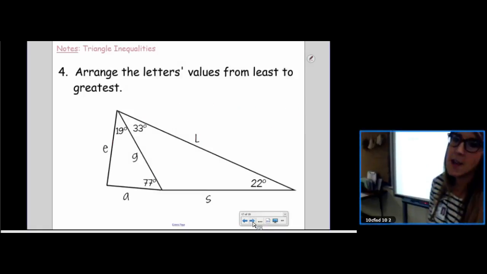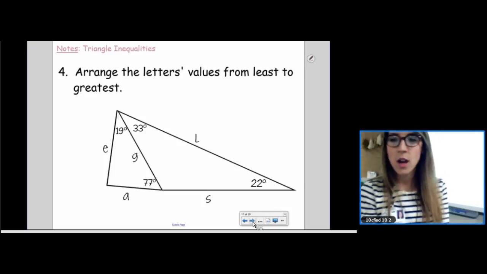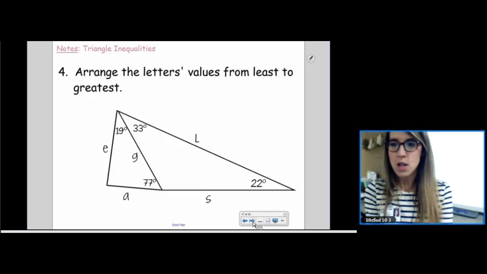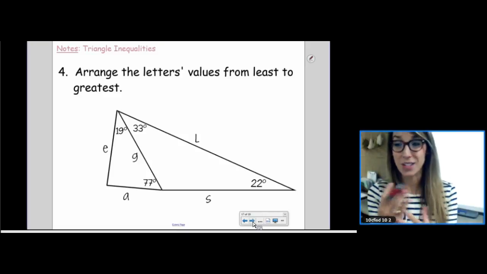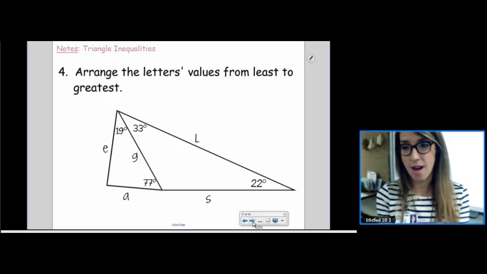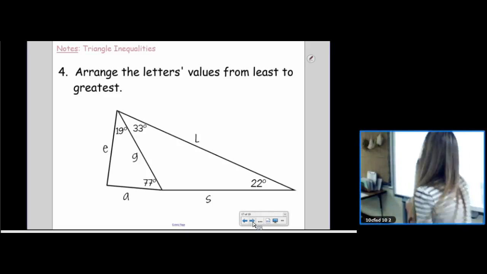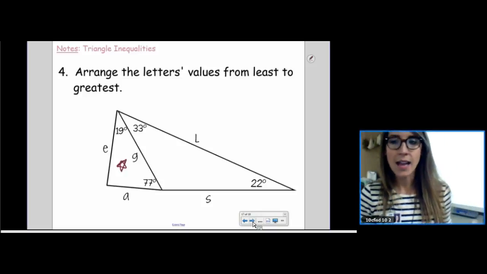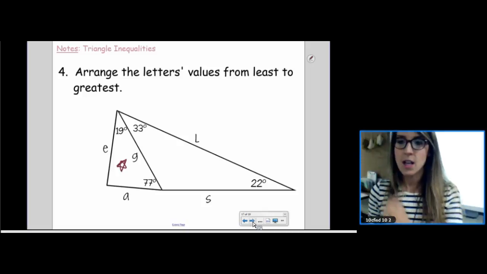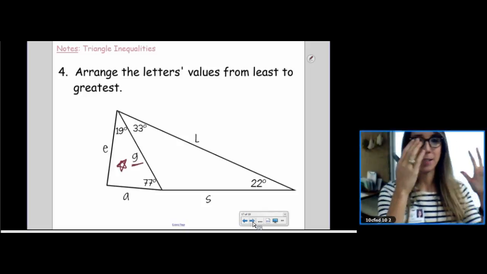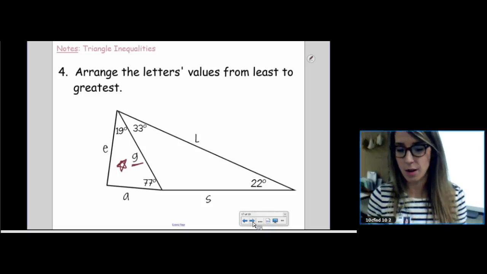Last example of the day. This one you'll see in your homework. Arrange the letters' values from least to greatest. So what I notice here is that I've got 2 triangles going on, and one is noticeably smaller than the other. So what I'm going to do is start with my smaller triangle. I'm going to start here, and I'm going to start to list the sides from least to greatest, and hopefully this one will be when I switch over from my small one to my large one.